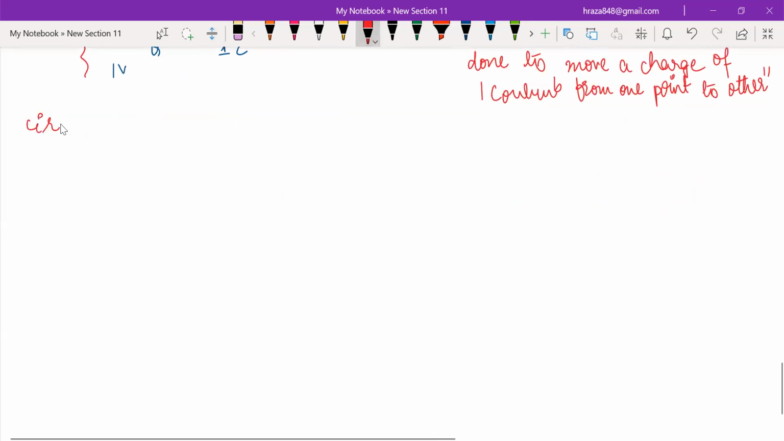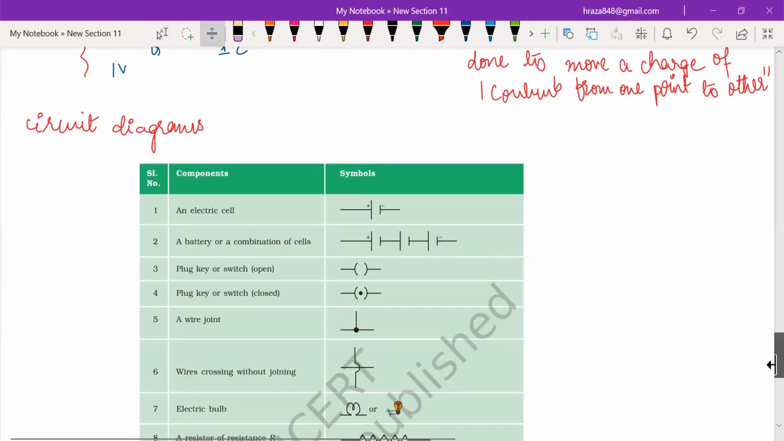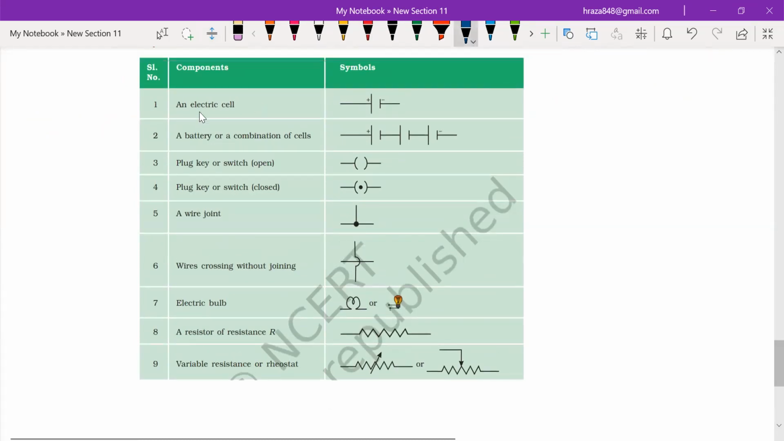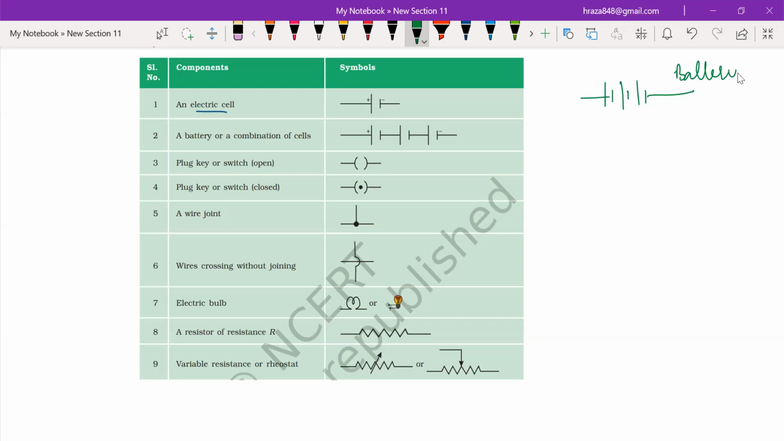Now we have circuit diagrams. Some of them are important to recognize. A cell, an electric cell, is represented by a positive terminal and a negative terminal. But a battery is a group of cells. Are you getting my point? Yes, sir. A plug key that is open means the switch is off. This is closed, shown by a dotted line, which means it is on.